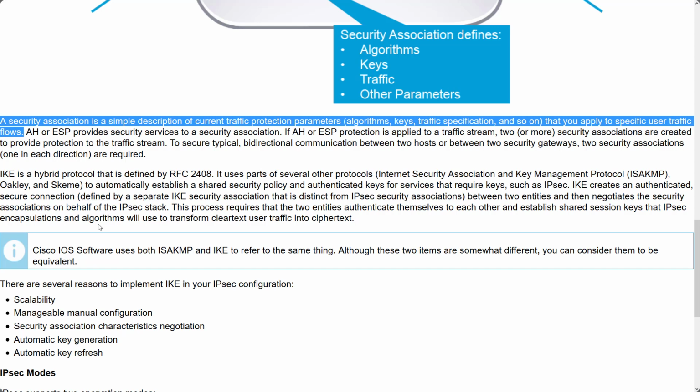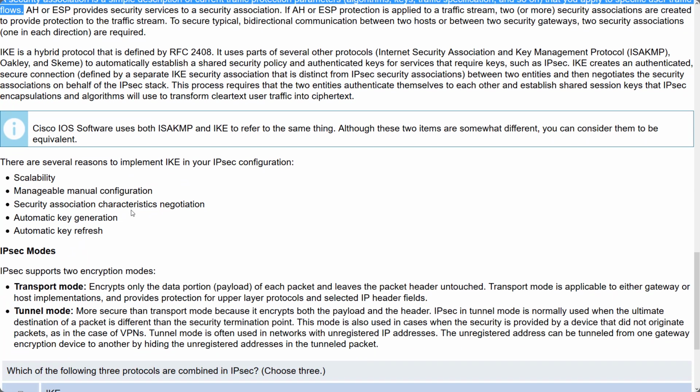A security association is a simple description of current traffic protection parameters. What algorithm am I using? What keys am I using? What are the traffic specifications? In other words, what is getting encrypted? What is not getting encrypted? And so on, all right? So we'll talk more about that as we start to do our implementations and we get into the different options for implementing our VPNs. We're only going to take a look at one, but it's going to have some of the core elements that other VPN solutions might have as well.